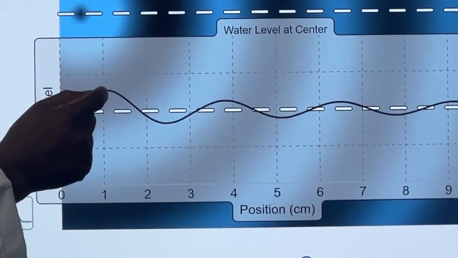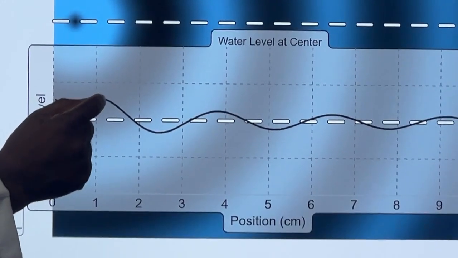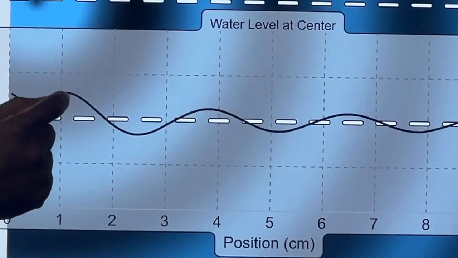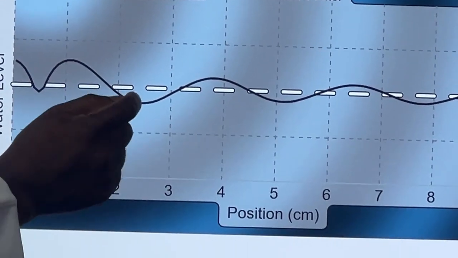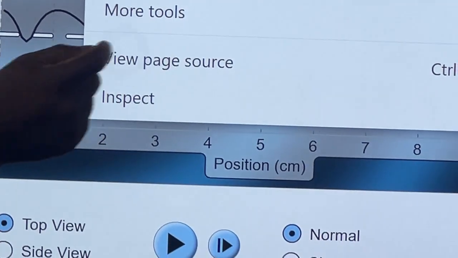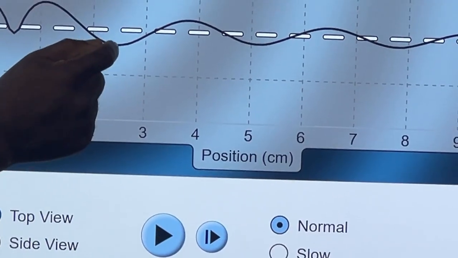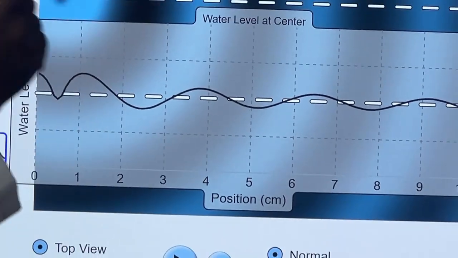While this is what is called the crest. This crest is the maximum upward displacement of the medium. While this is called the trough. This trough is known as the maximum downward displacement of the medium.